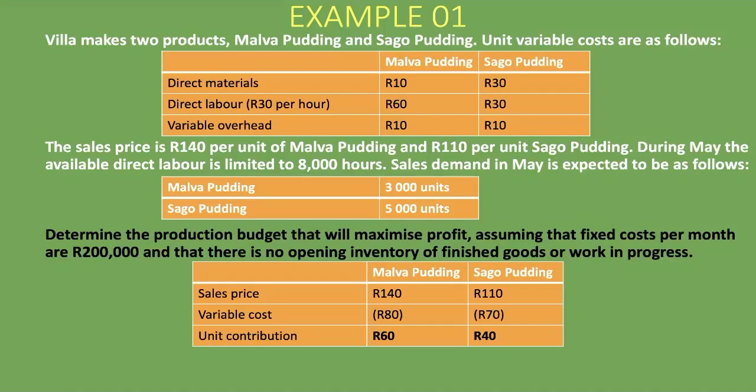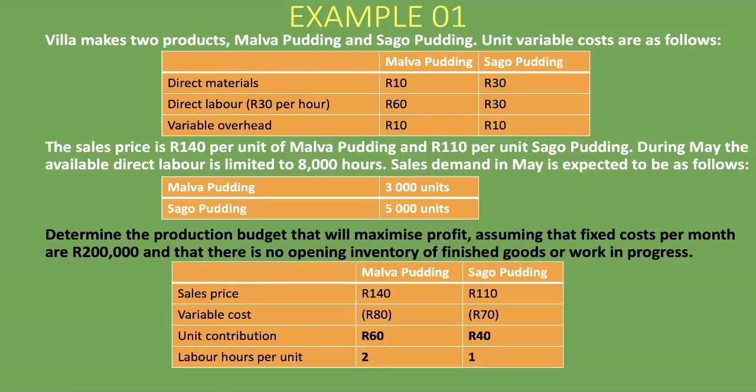How many labor hours does Malva pudding need for each unit produced? Well, Malva pudding needs 2 hours as we had initially calculated, and Sago pudding needs 1 hour. Remember, we calculated it before. For Malva pudding, we took the 60 rand divided by 30 rand, and for Sago pudding, 30 rand divided by 30 rand. So we have the labor hours per unit of the two products.